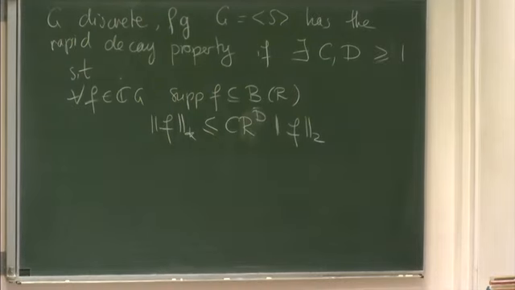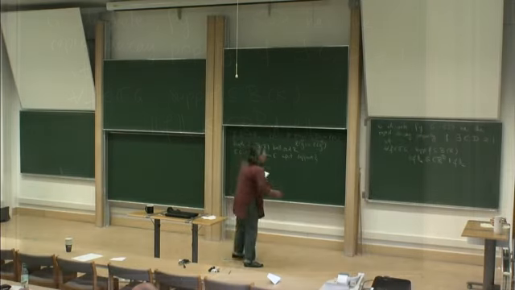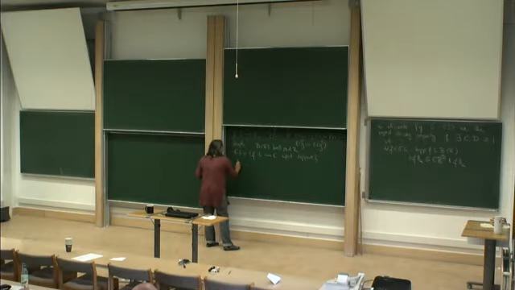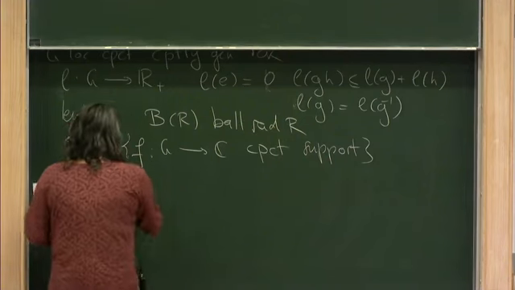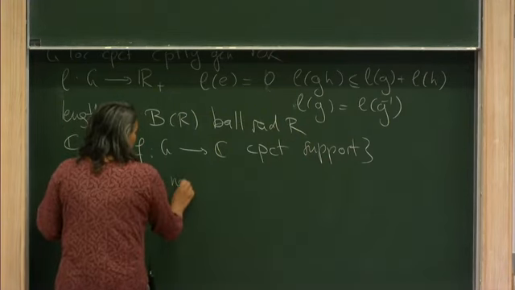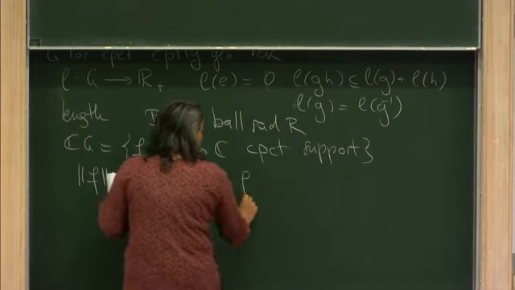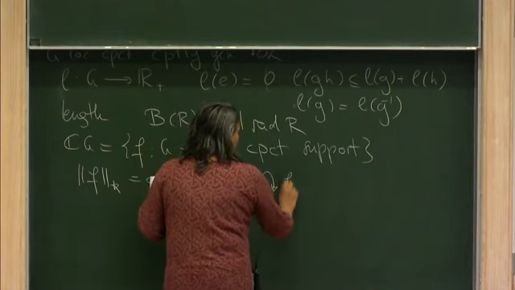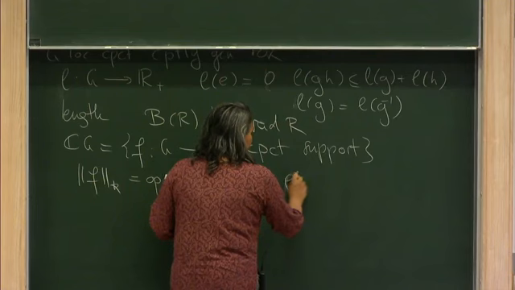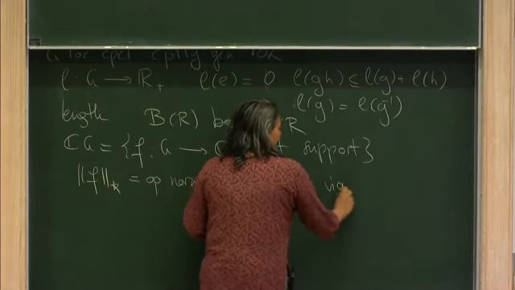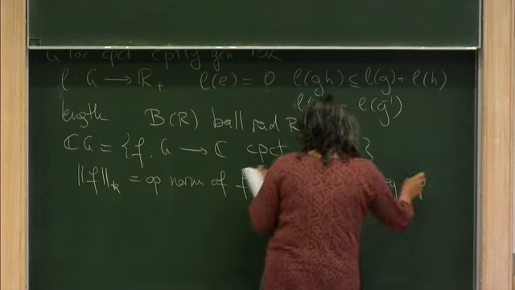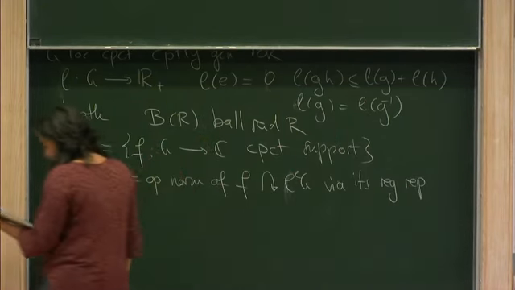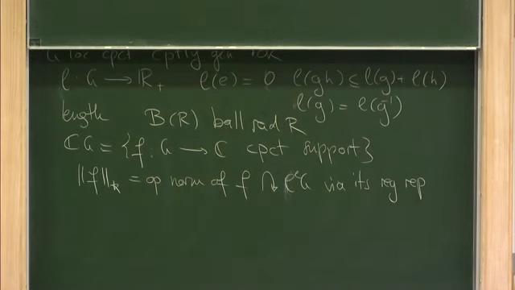So that's one definition. And so what is that norm? It's the operator norm of f acting on L2 of G via its regular representation.